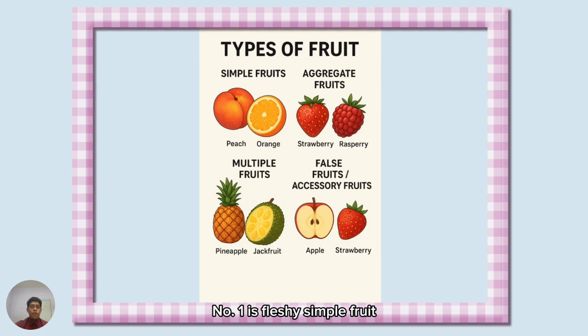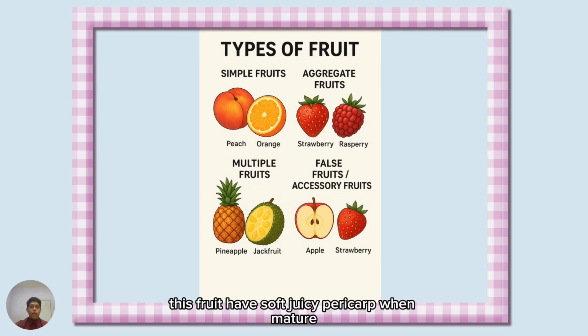Number one is fleshy simple fruit. This fruit has a soft, juicy pericarp when matured, high moisture content that attracts animals for seed dispersal, and distinct layering: exocarp, mesocarp, and endocarp. Number two is dry simple fruit. This fruit has a dry, hard, or papery pericarp at maturity. Low moisture, it may split open at maturity or may remain closed.